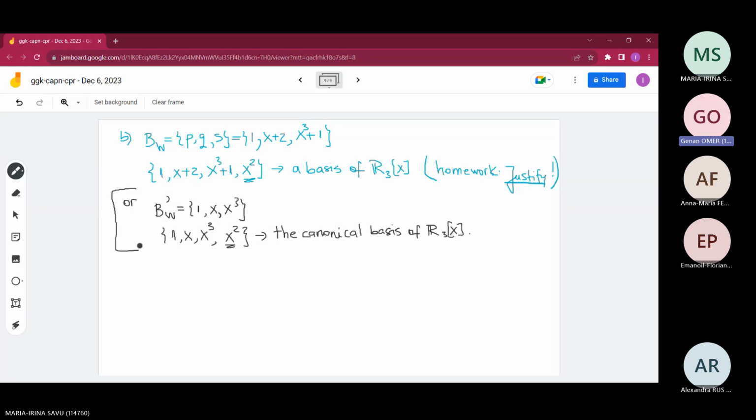I have a question. When we add a vector to a set, is its order important? No, the order is not important, because you have a set in which you could write the elements in any order you want. Okay, so it is not important.